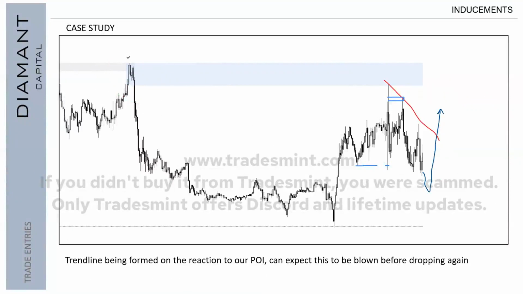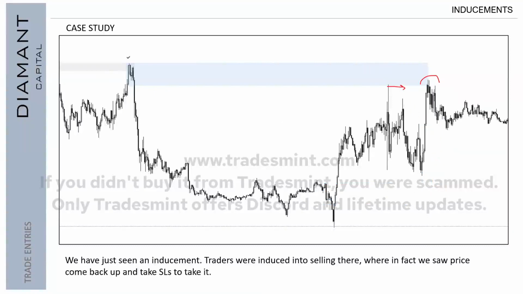But when we start to see this clean order flow happening right there, and that trend line starting to form, we can expect that this is going to get blown out, especially if we're approaching some kind of area over here of potential resistance to the downside. And what happens? We get that inducement right there. Because the thing is, we reacted off this right now, right? We reacted down, saw that trend line build up.